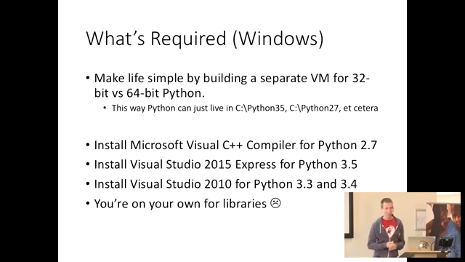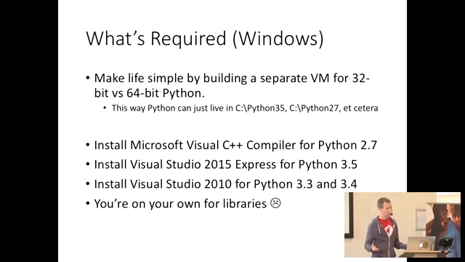On Windows, we have another set of issues. You should first make life simple by building a separate VM for 32-bit versus 64-bit Python. You can try installing them all on one system, but tools like Tox have expectations of where they're going to find Python. They look for them in specific paths for Python 3.5 or Python 2.7. And it will make your life much, much easier just to let them have their way. If you attempt to fight those tools, you will be fighting them in your automation forever.